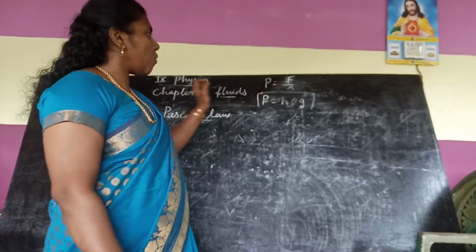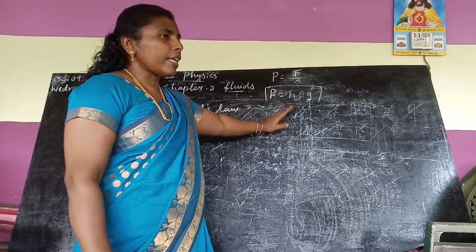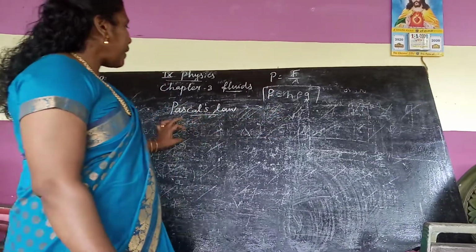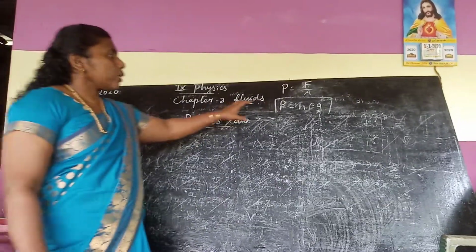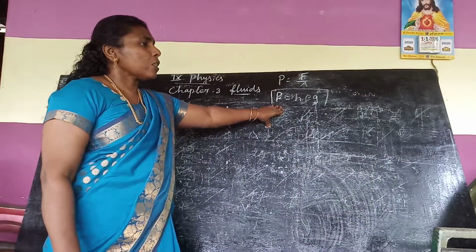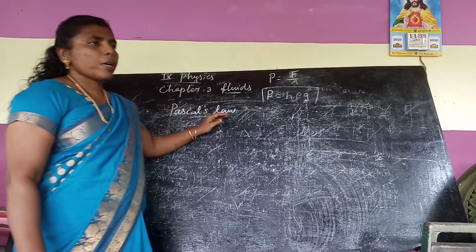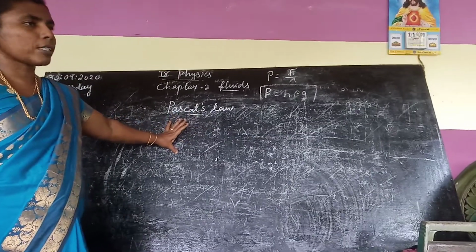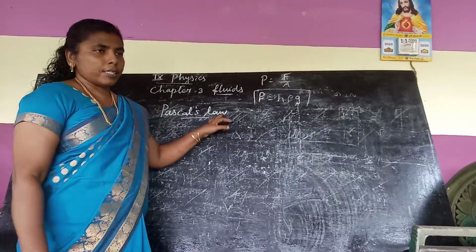What is the unit of pressure? Pascal is the unit of pressure, so we have to write the unit also. Now we will learn about Pascal's law. The unit of pressure is Pascal. Why did the unit Pascal come? The scientist's name is Blaise Pascal. Like that, this Pascal's law was also demonstrated by Blaise Pascal. So this law is called Pascal's law.